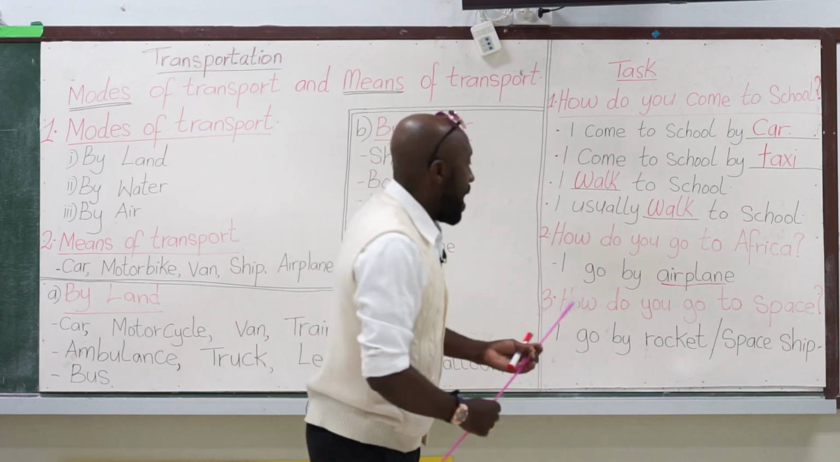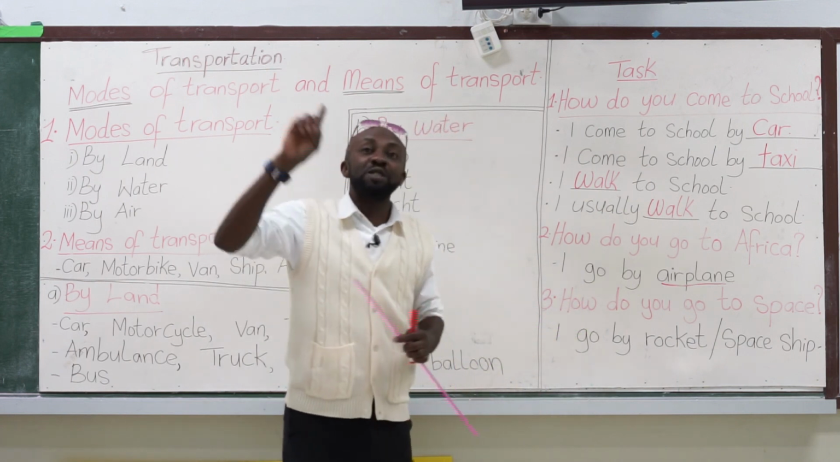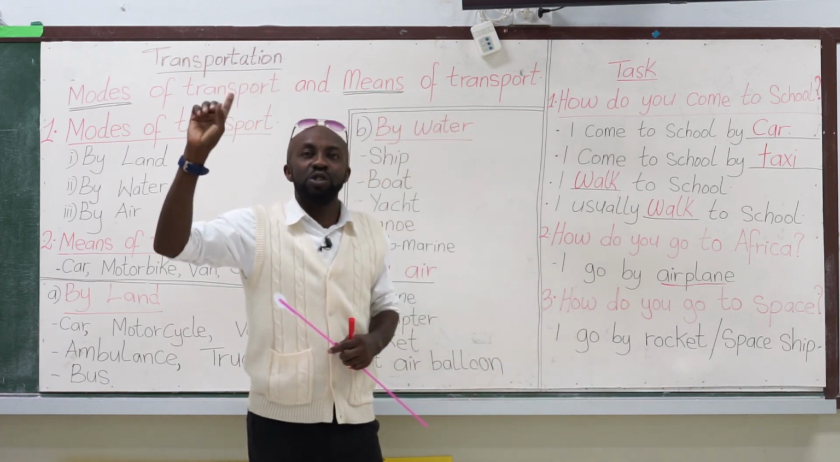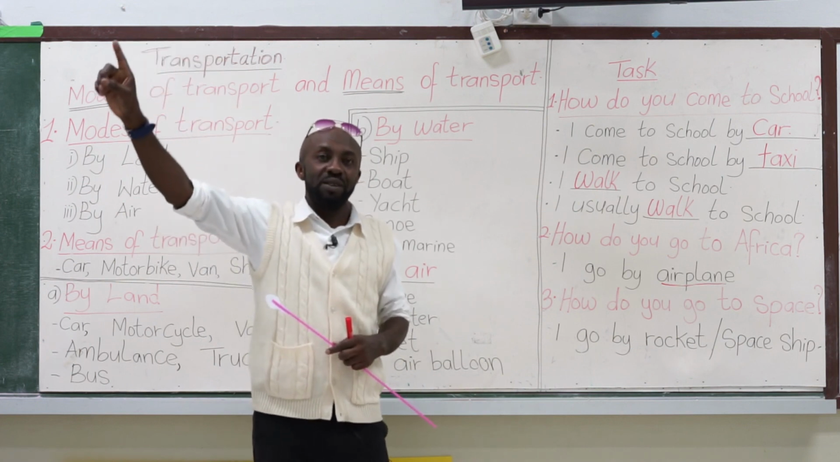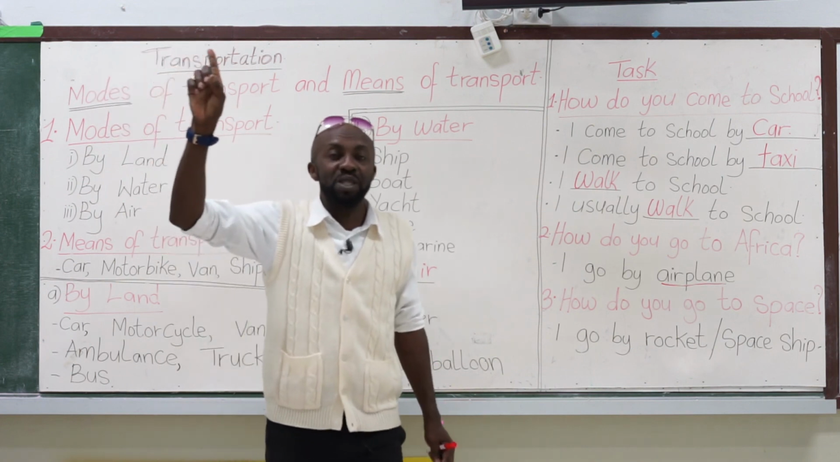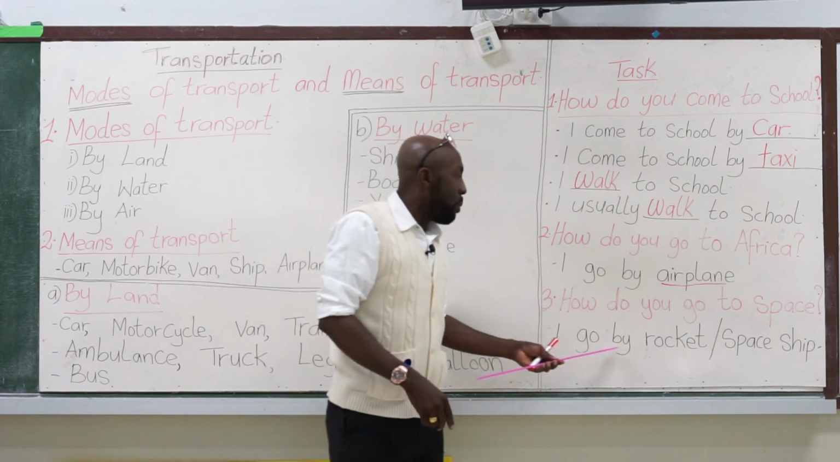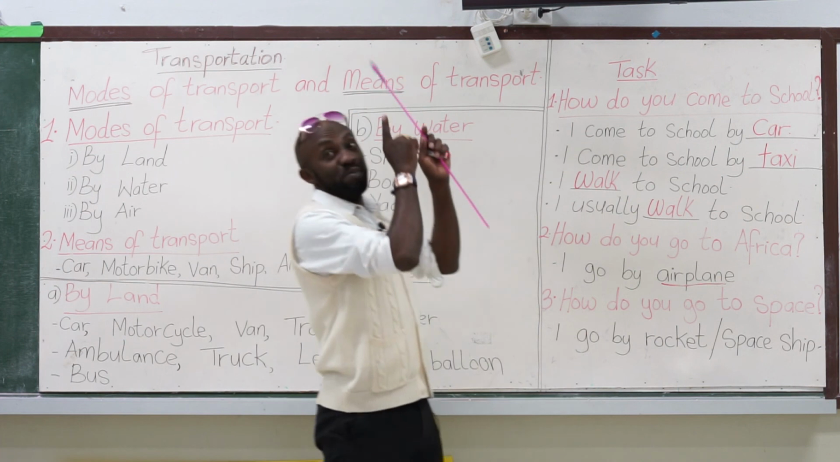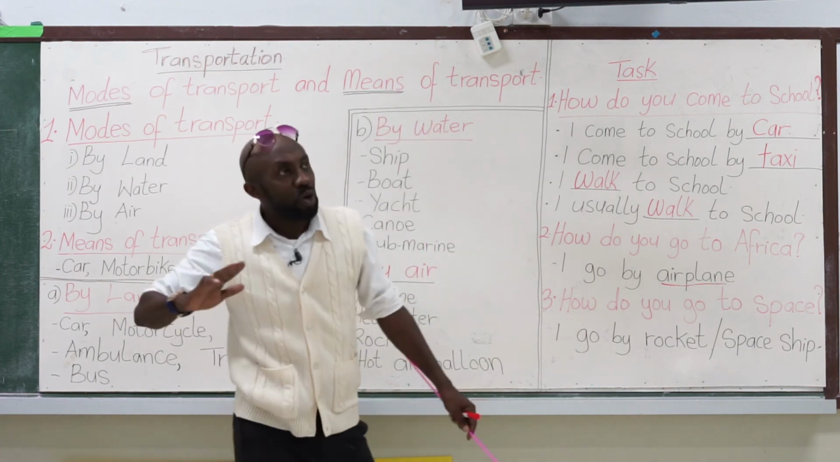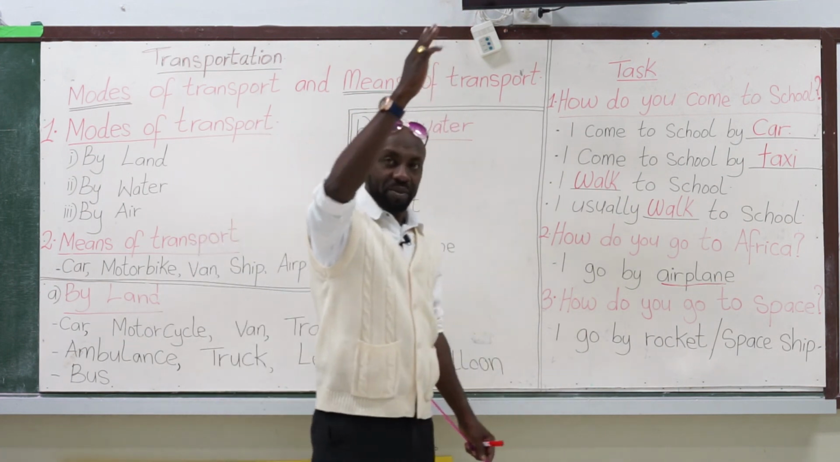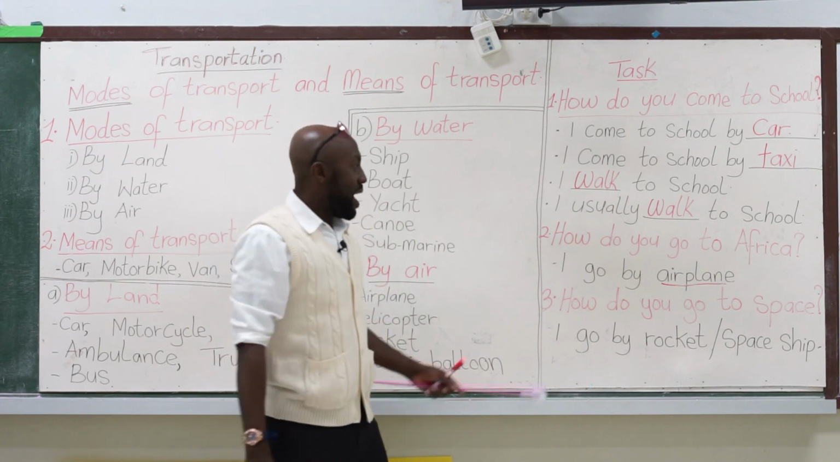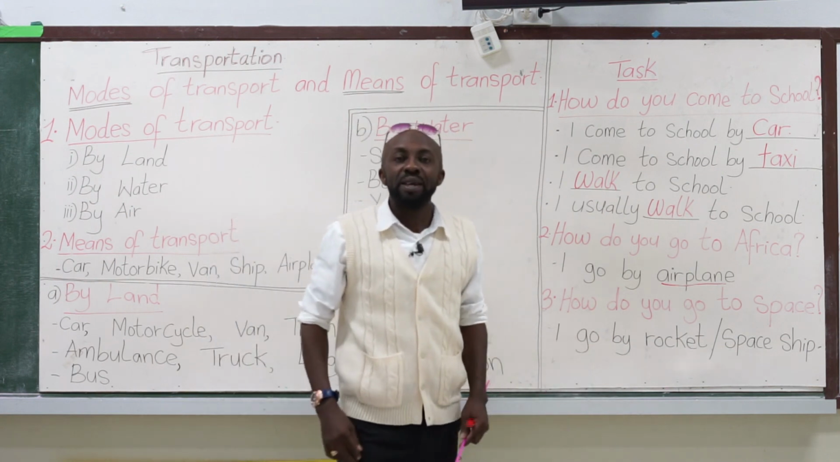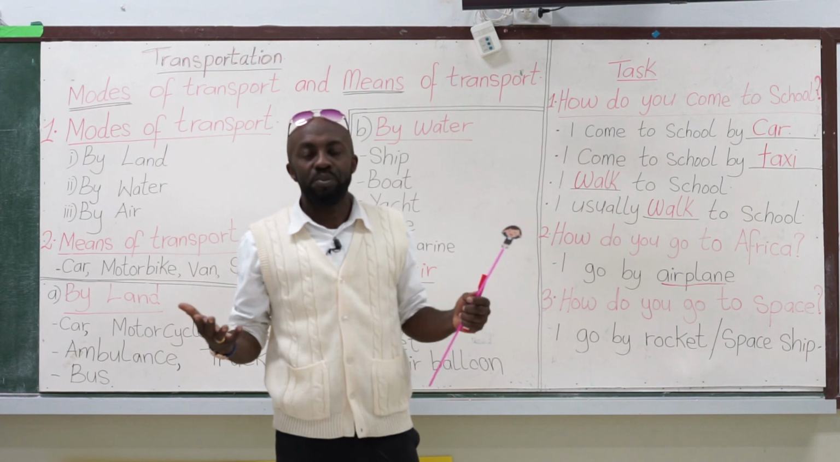Finally, how do you go to space? Astronauts move to space. So how do you go to space? I go by rocket. I go to space by rocket. Or I go by a spaceship.